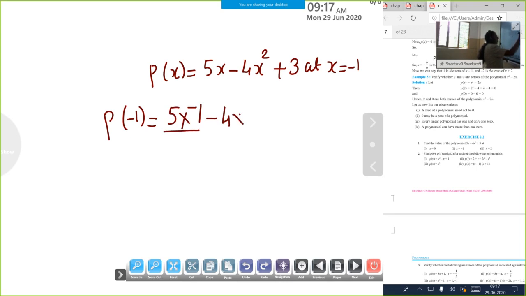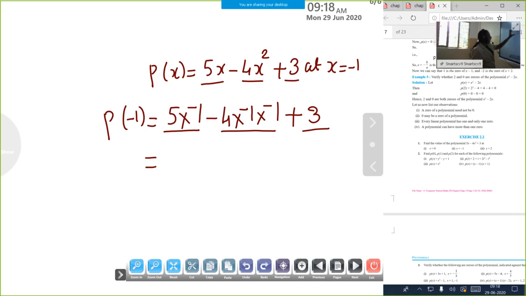Minus 4 into x square. Don't make a mistake, because the sign is negative there. 4x square means 4 into x into x, where the value of x is minus 1, plus the last term, 3. So first term, second term, third term. Here also you substitute the value: 5 into minus 1, second term minus 4x square, plus 3. These are the 3 terms.